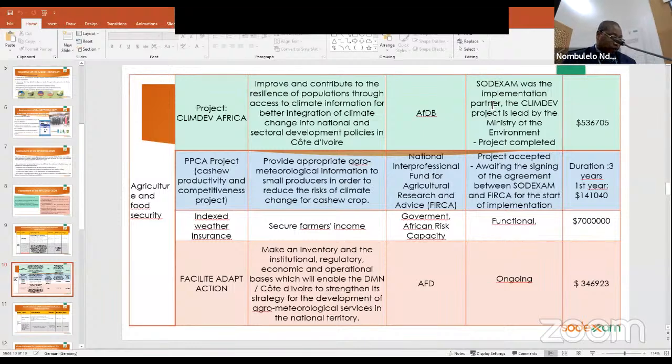The second project is a project for cashew producers in Cote d'Ivoire. The project is funded by the National Interprofessional Fund for Agriculture Research and Advice. This project is also ongoing. We have another project, the Adapt'Action Facility, which is the consultancy to make an inventory of the institutional, regulatory, economic and operational basis, which enables the National Meteorological Service to strengthen its strategy for development of agro-meteorological services. This project is funded by AFD, the French Development Agency, and the budget is around $346,000.